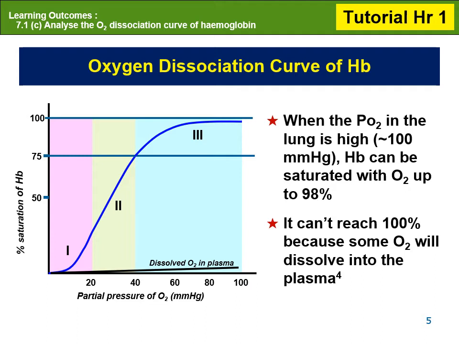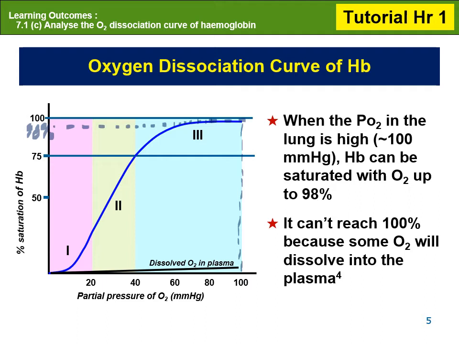Okay, so when you look at the graph here, hemoglobin becomes almost fully saturated with oxygen, up to 98%. So kalau kita buat satu garisan kat sini, nampak di sini lebih kurang 98% sahaja. It can't reach 100% because some oxygen will dissolve into the plasma.